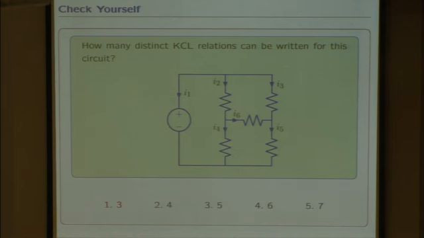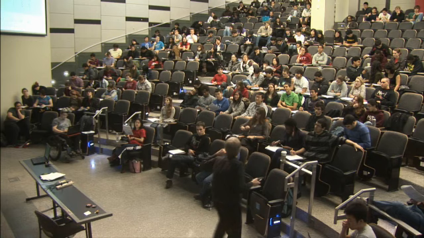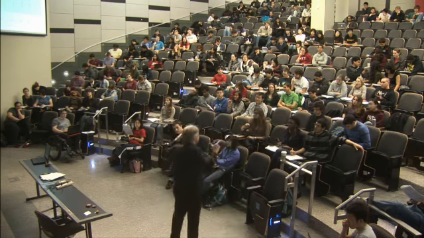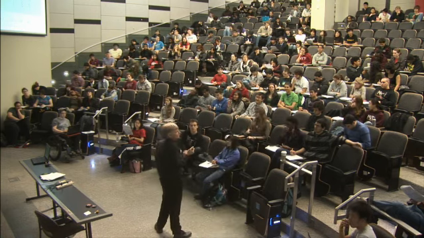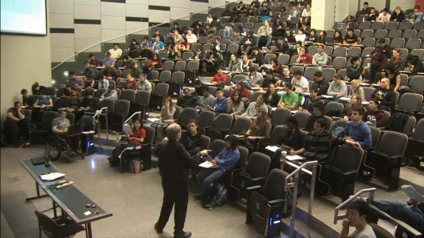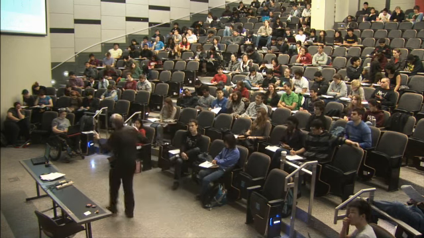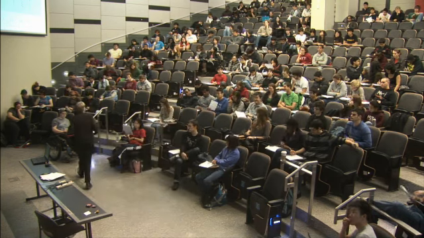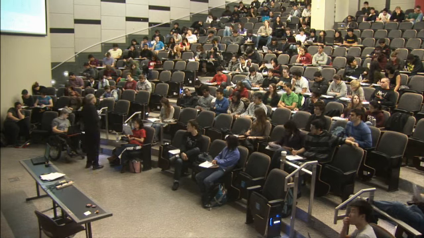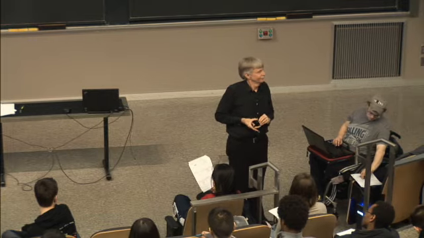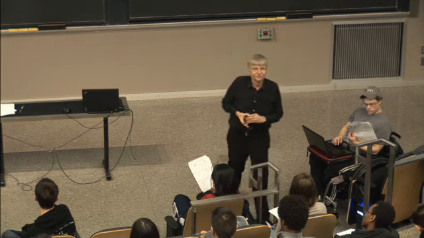And so there's a pattern emerging here. Somebody see the pattern? One minus. Can somebody prove the pattern? So the pattern is, take the number of nodes, and the number of independent KCL equations is one less. So the challenge is, can you prove it?